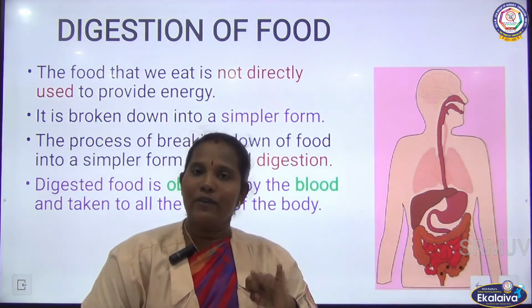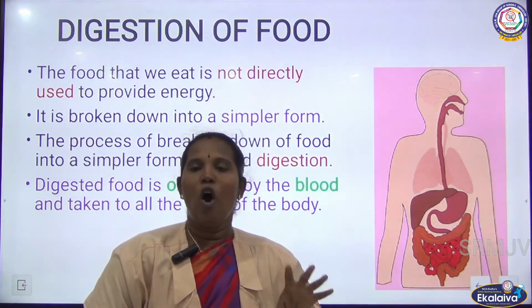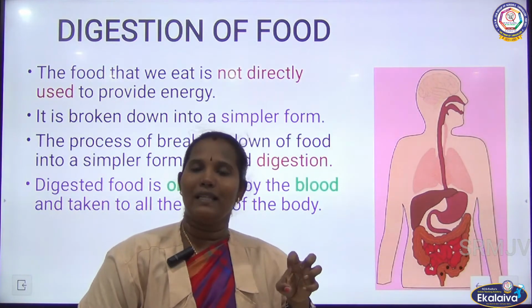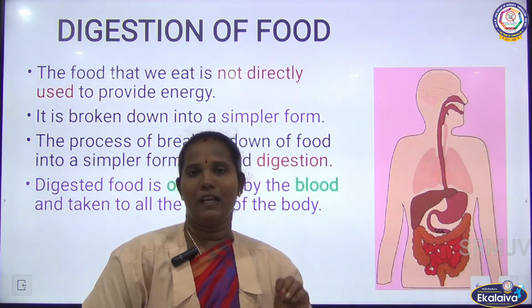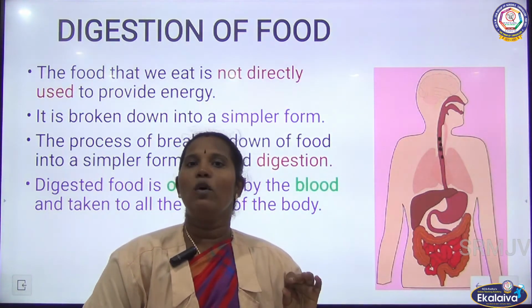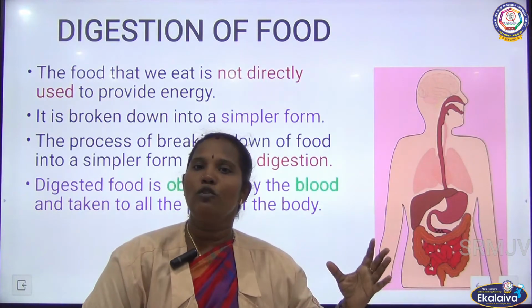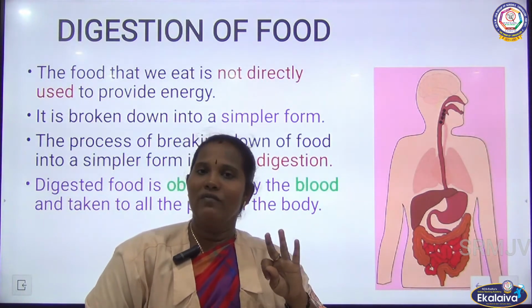Second, after digestion, the nutrients present in that food are absorbed by the intestine walls. Absorption is the second process. Third, after the absorption, the unwanted materials are sent out through the place called the anus. So it has 3 parts.